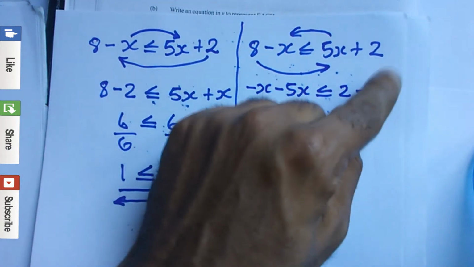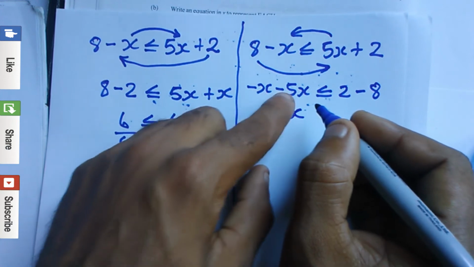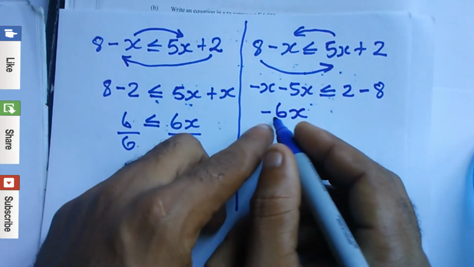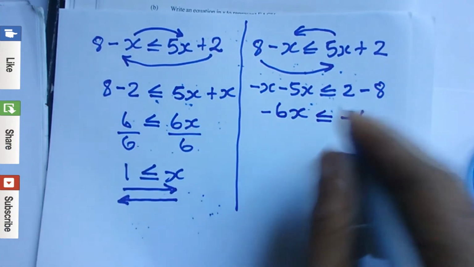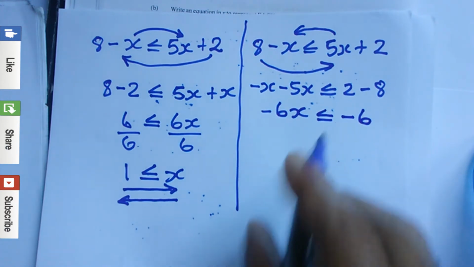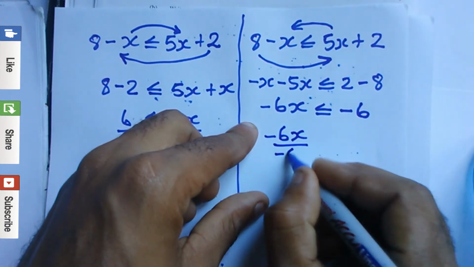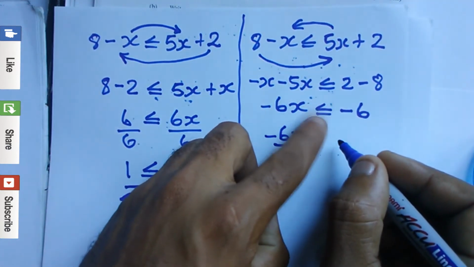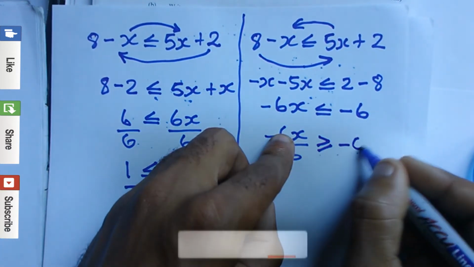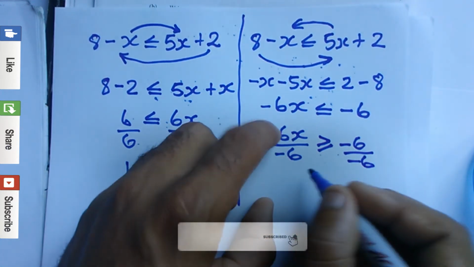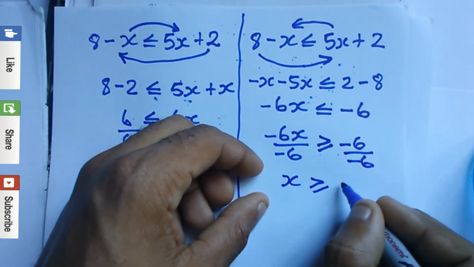So this is positive 8 when it goes over, negative. So we have minus 6x, because negative x and negative 5x, we add them together and keep the negative sign, is less than or equal to negative 6, because 2 minus 8 is negative 6. So remember, I'm going to divide both sides by negative 6. As I'm dividing both sides by negative 6, I'm going to flip the inequality sign. So I'm going to have greater than or equal to minus 6 divided by minus 6. So remember, negative divided by negative is positive. So I'm going to have x is greater than or equal to 1.